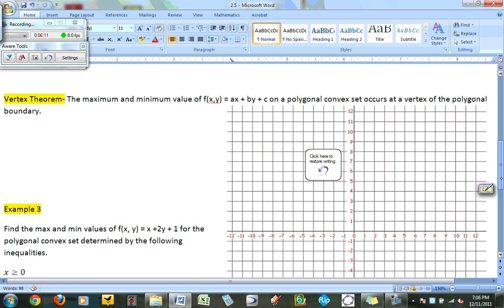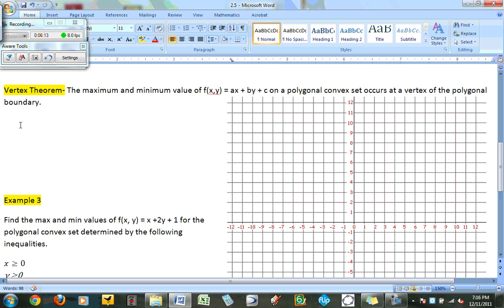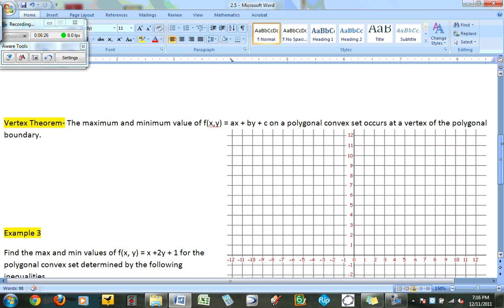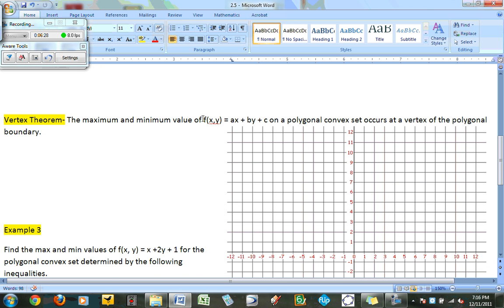All right. One thing that this chapter brings out to us is what's called the vertex theorem. And it's saying this: if we graph a system of inequalities, the maximum and minimum values of the shape that comes up, like that shape up there that we had was a triangle, the max and minimum value of a function is going to be at one of those vertices. So one of the points where the graph meets.